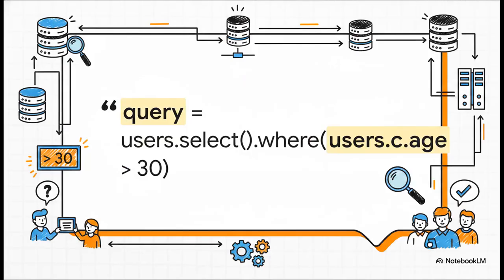This is incredibly common when dealing with databases. In this Python database query right here, you're simply declaring the desired outcome. You want to select users where their age is greater than 30. Notice how you aren't providing any underlying procedure for how to search the database, how to index the files, or how to sort the rows. The underlying system handles all of that heavy lifting for you.